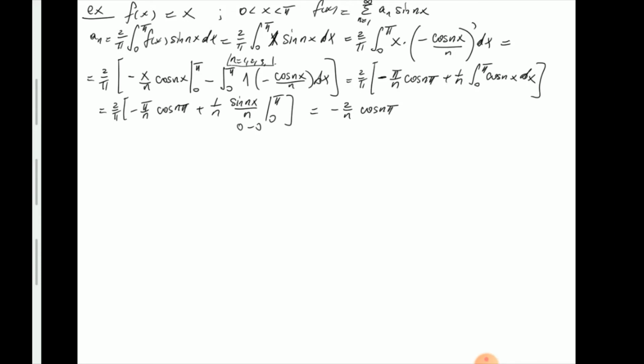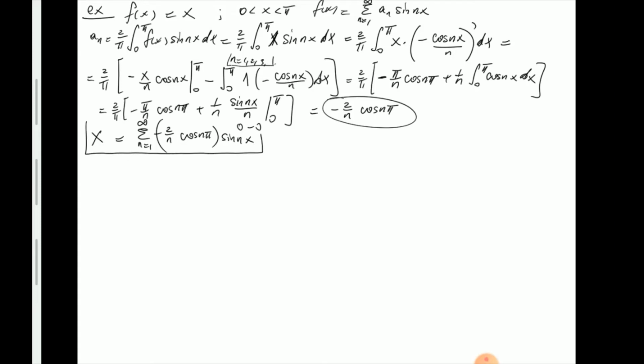And let's see, I want to check also with the table, because I have to comment again on how this looks like if you look at the table. So let's leave it like that, and you can write then your answer that x is equal to the summation from 1 to infinity of minus 2 over n cosine of n pi, that's the coefficient, times sine of nx. And it's perfectly fine to leave it like that. I'm perfectly happy with this format.